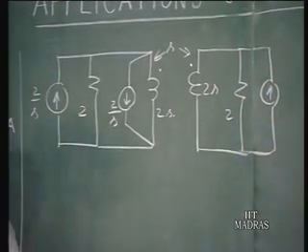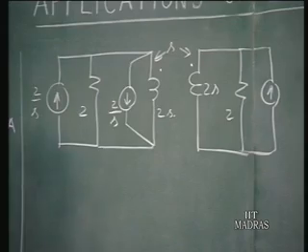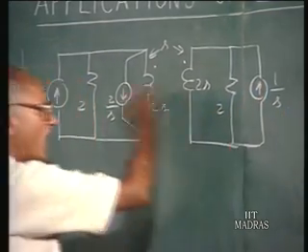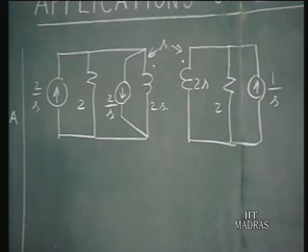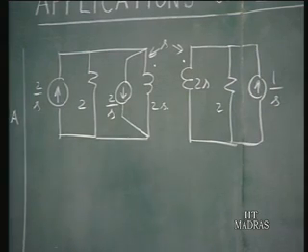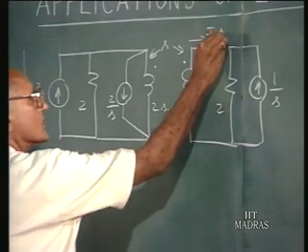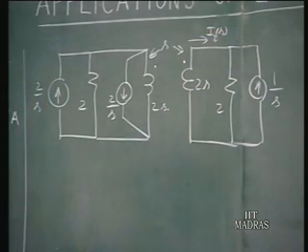You should not put the current source as 1 here, but 1 by S, because that is a DC source and we are talking about the transform domain. All the variables here are transformed variables. Now in this we are interested in finding out I2 of S. This is what we are after.